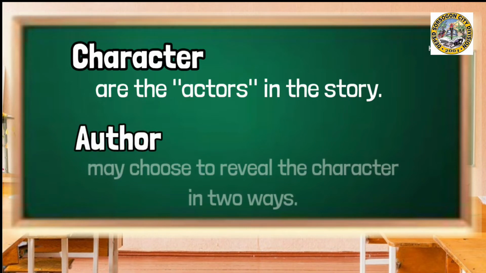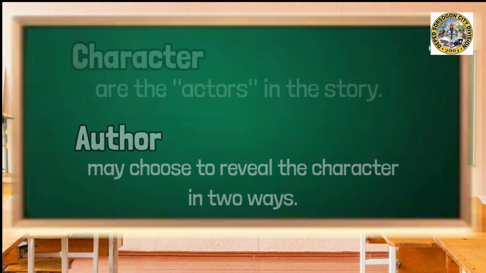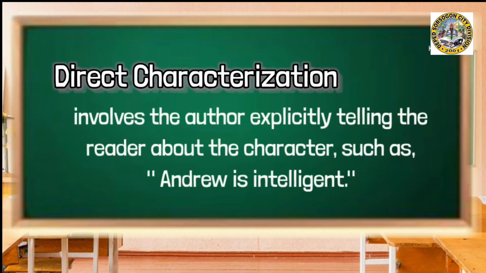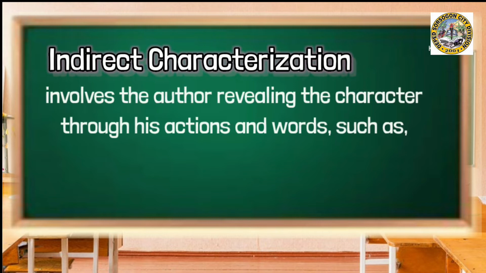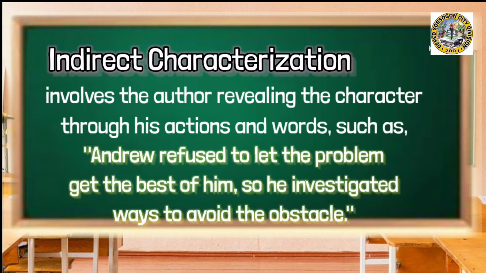An author may choose to reveal the characters in two ways. Direct characterization involves the author explicitly telling the reader about the character, such as Andrew is intelligent. Indirect characterization involves the author revealing the character through his actions and words, such as Andrew refused to let the problem get the best of him, so he investigated ways to avoid the obstacles. Most authors use a combination of both direct and indirect characterization.